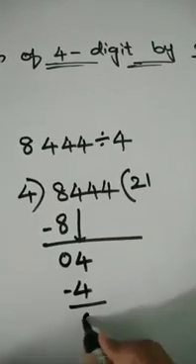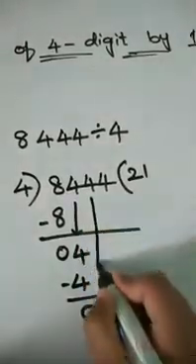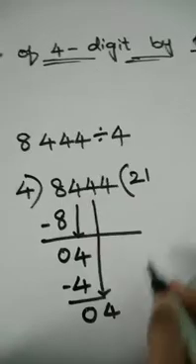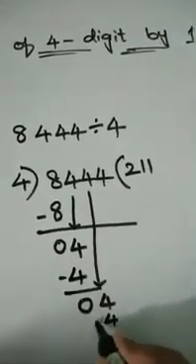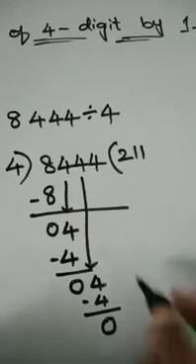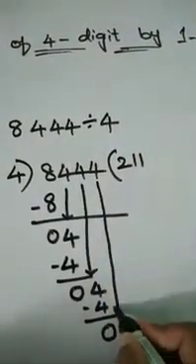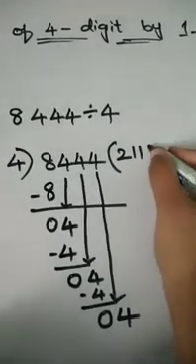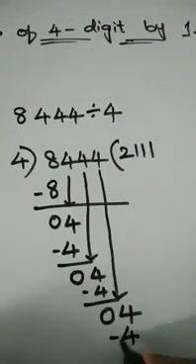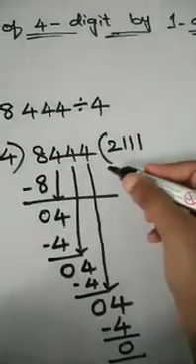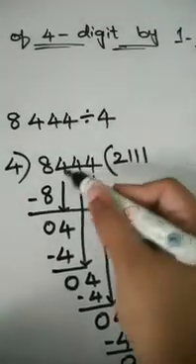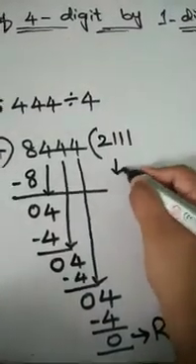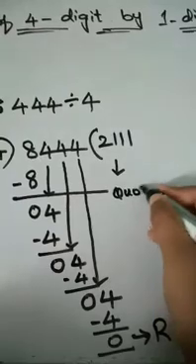Next, 4 minus 4 is 0. Subtraction part completed. The next digit we bring down. Again we check in the 4 table, 4 ones are 4. So 4 minus 4 is 0. Next number, again we bring it down, 4. 4 ones are 4, so 4 minus 4 is 0. So all digits are completed. Ones, tens, hundreds, thousands. The remainder is 0 and the quotient is 2111.